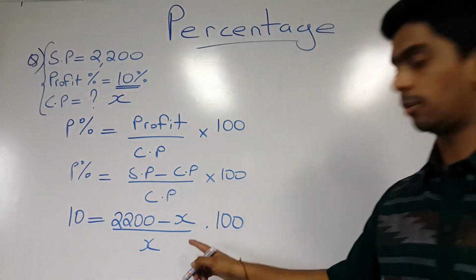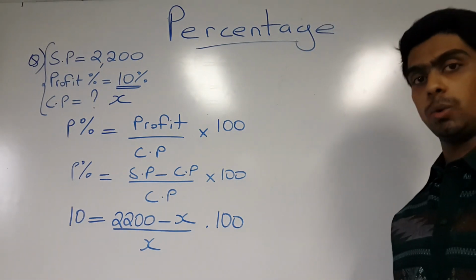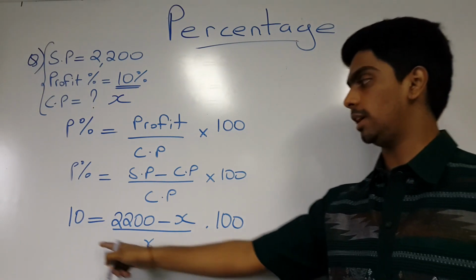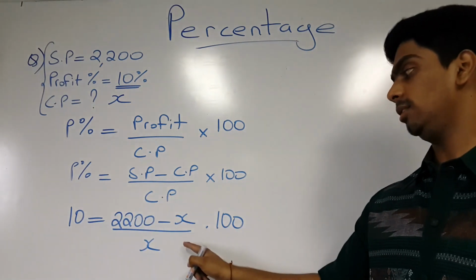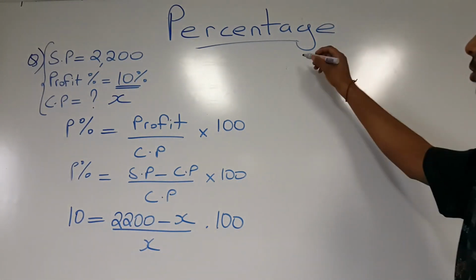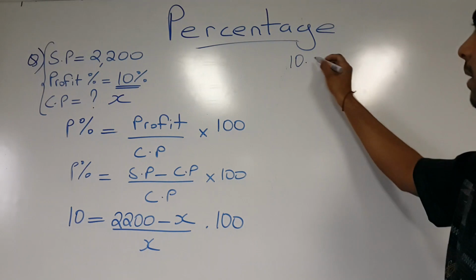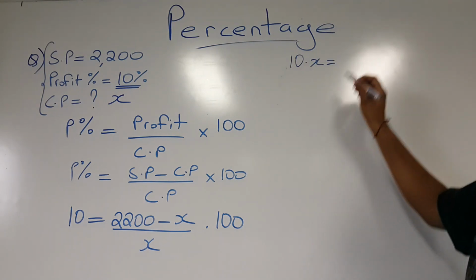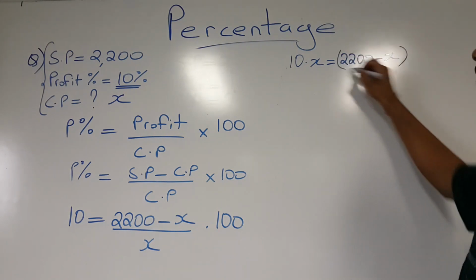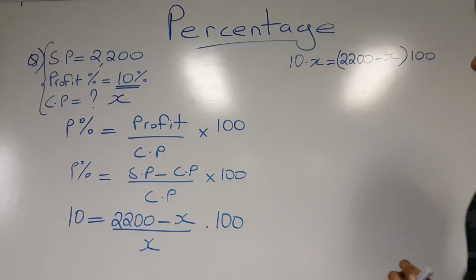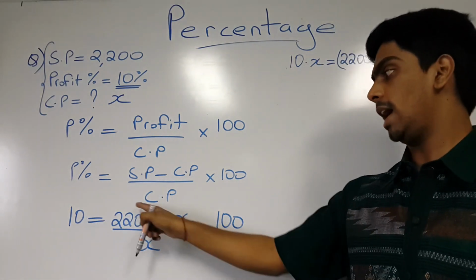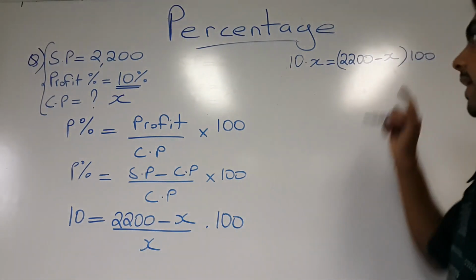Now we use our knowledge of linear equations to find the value of X here. We first transpose this X to the other side. This is in division terms, so when you transpose, it will change to multiplication. So now we have 10 multiplied by X is equal to 2200 minus X multiplied with 100. So what we did here is we moved this X to the left hand side of the equation, and we have all of this on the right hand side.